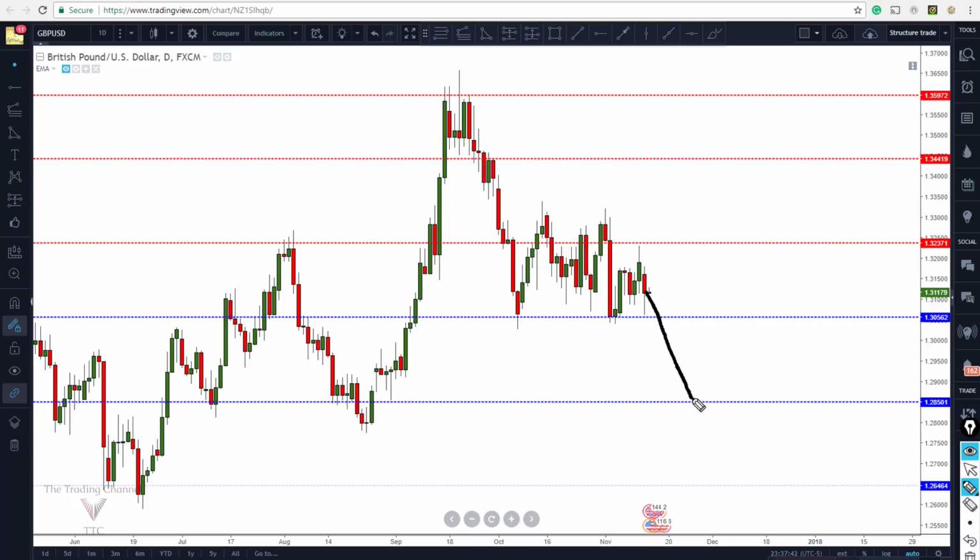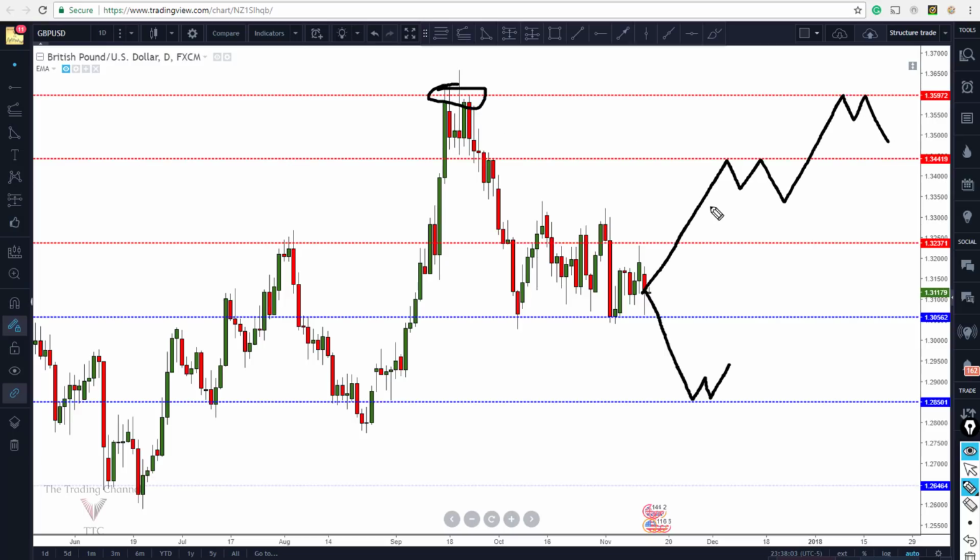we'll be looking at support at 1.2850. That'll be the first level we look for a buying opportunity. And if we break up past the 1.3237 level, then our next level of resistance will be the 1.3441 area. And above that, we'll be looking at 1.3597 for resistance here on the pound dollar.